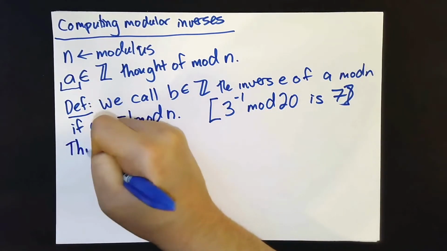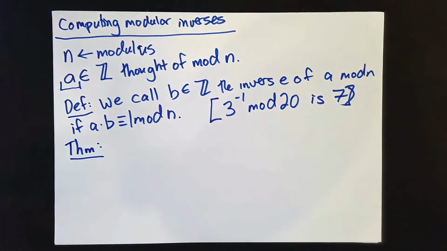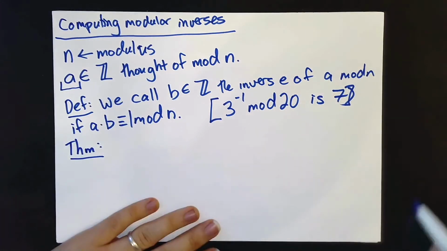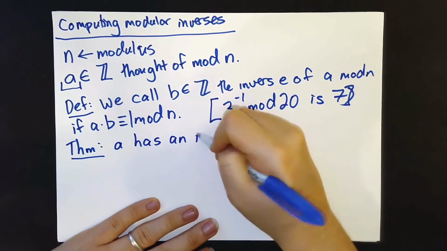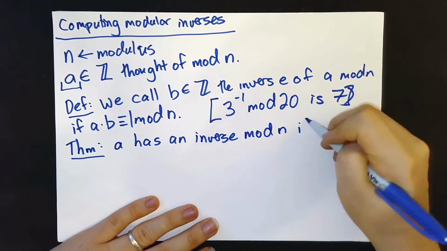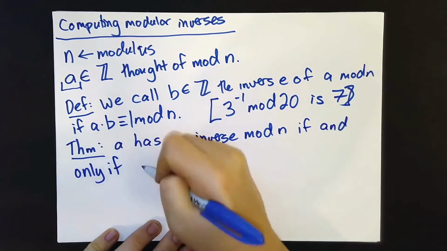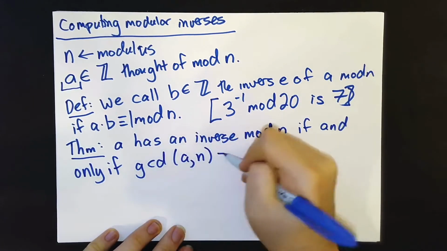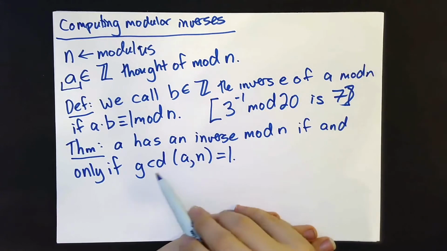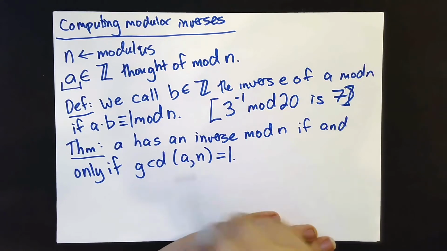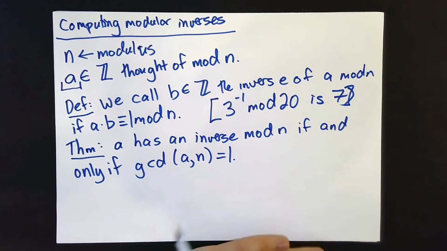Now, we do have to be careful because inverses don't always exist. But fortunately, we have a big theorem that tells us when inverses actually exist. Namely, what that theorem says is that an integer a has an inverse mod n if and only if a and n have GCD 1, or if you prefer, are relatively prime. Because remember, relatively prime means they have no factors in common, or their GCD is 1, whichever way you want to think about it.